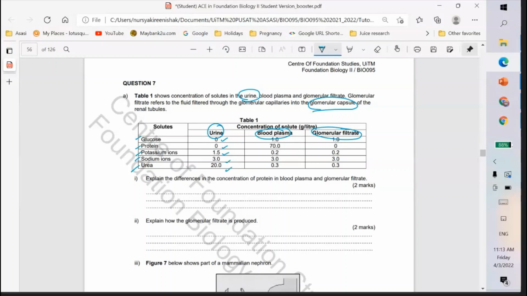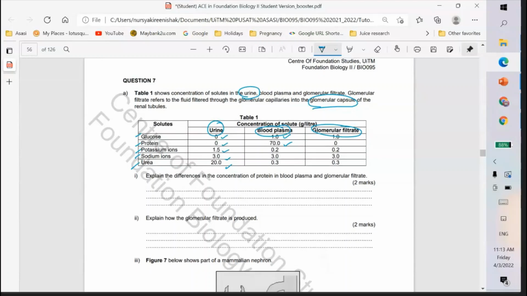For the blood plasma, there will be glucose, there will be protein obviously, right? The protein and the red blood cells will be maintained in the blood plasma in the glomerulus. And then you have potassium ion, sodium ion, and also urea. For the glomerular filtrate, there is glucose, no protein. And then there will be sodium ion, potassium ion, and also urea.